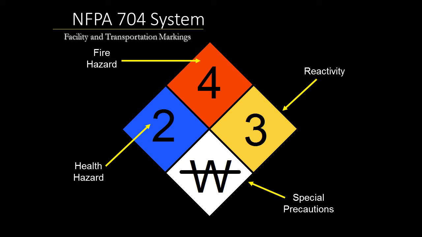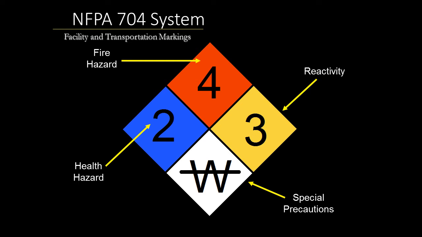All right, so these are used in fixed facility applications not seen in transport. And a lot of state and local fire codes require that the NFPA 704 system be used at all fixed facility locations within their jurisdiction. The NFPA 704 system is going to actually provide information about the general hazards and the degree of severity for flammability, toxicity, and reactivity.